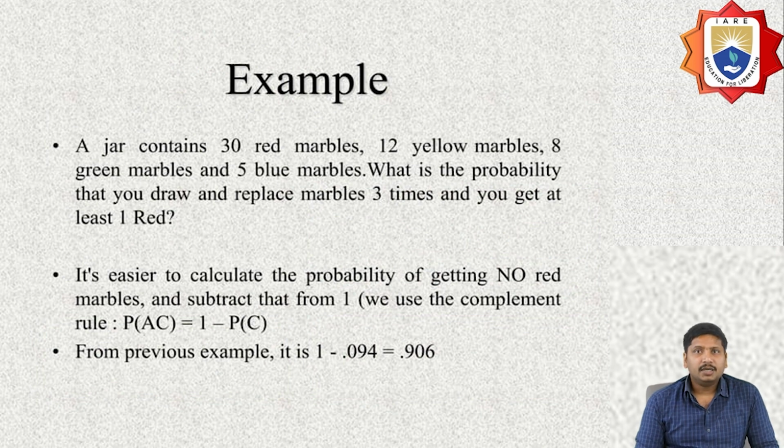A jar contains 30 red marbles, 12 yellow marbles, 80 blue marbles and 5 blue marbles. What is the probability if we draw and replace the marbles 3 times? It should be less than 1, so it is easier to calculate the probability of getting none and then subtract from 1. So the probability of A is 1 minus the probability of A complement. In simple terms, I'm going to add 0.094.